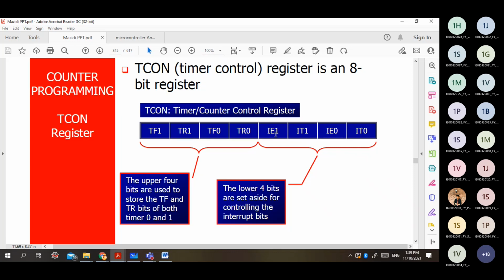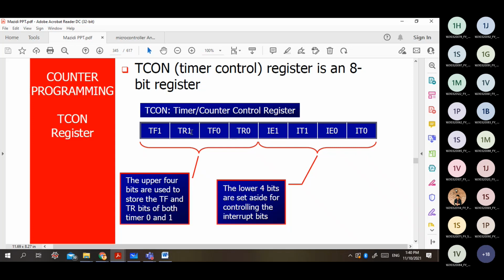That is, first of all, IE means whether an external interrupt is present or not, and IT, if it is present, tells what its type is. Now there are two types: one is low level, otherwise negative edge. So that will be decided by these particular bits. Fine. Now, the useful part for us is the upper 4 bits. That is what is of our interest.